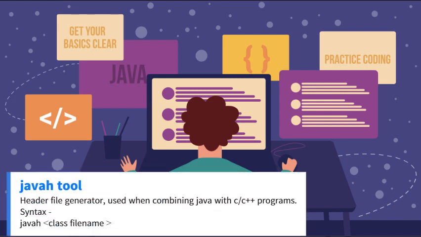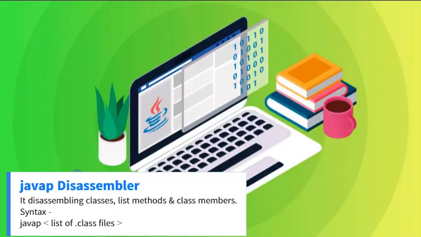Then we see another JDK tool, which is Javap disassembler. Javap disassembler disassembles classes, lists methods and class members. If you do not have the .java file but have the bytecode, you can retrieve the Java code using a disassembler. The Java disassembler Javap is used to recover the source code from the bytecode file. The syntax of the Java disassembler is javap and list of .class files.